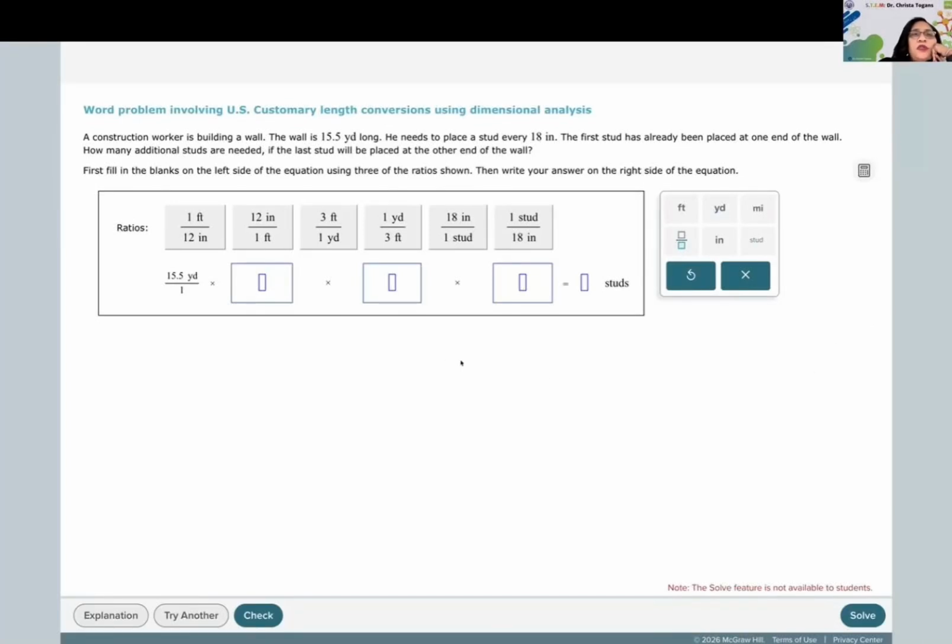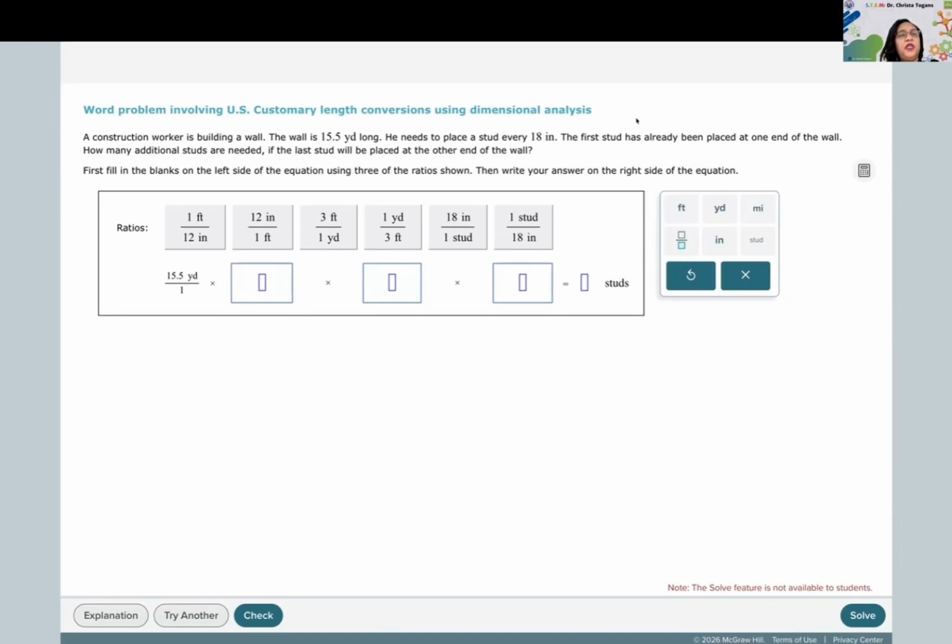Right, so this topic is word problems involving customary length conversions using dimensional analysis. A construction worker is building a wall. The wall is 15.5 yards long. He needs to place a stud every 18 inches. The first stud has already been placed at one end of the wall. How many additional studs are needed if the last stud will be placed at the other end of the wall?